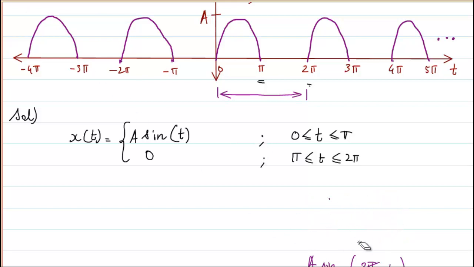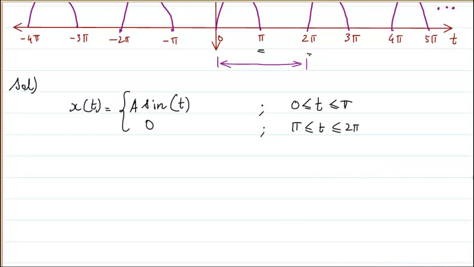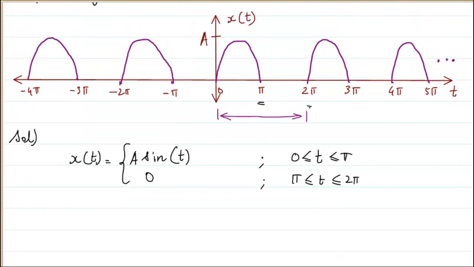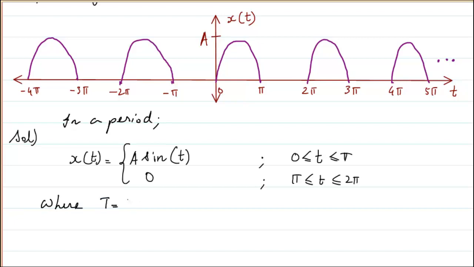The rest of the things I will just cancel out, because this is something that you should be able to write every time. So within a period, x of t is basically this. If that is the case, then obviously I have to write T also, where capital T, the time period, is 2 pi.